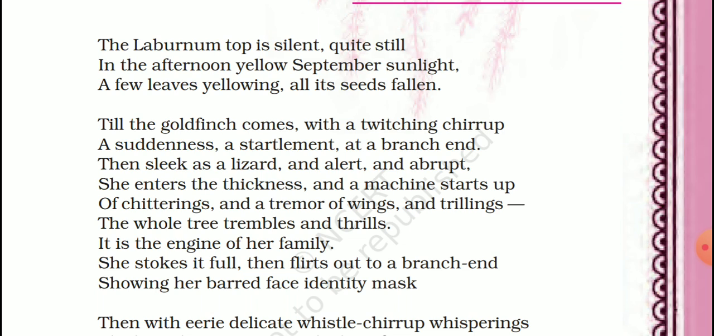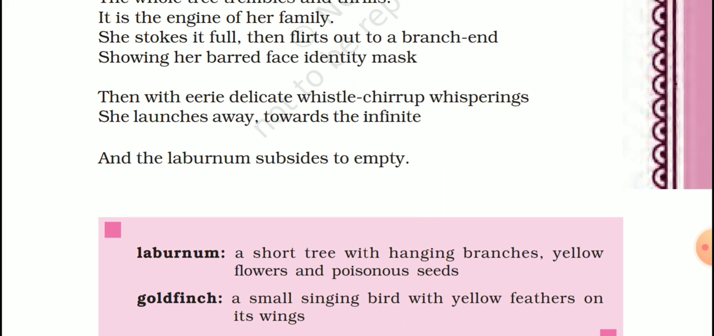She provides food to her young ones and moves to the other branch end. Her dark colored striped face is visible as her body is yellow colored and hides behind the yellow leaves of the tree. The next one is: then with eerie, delicate, whispering whistle, chirrup, whispering, she launches away towards the infinite and the laburnum subsides empty.